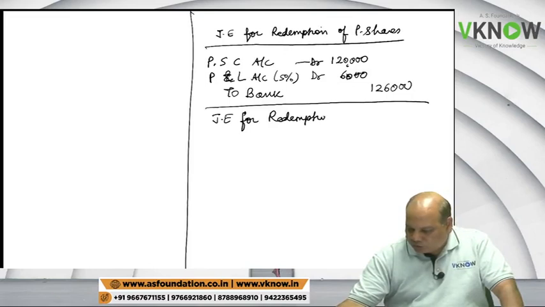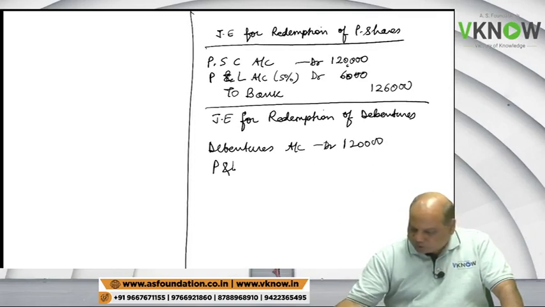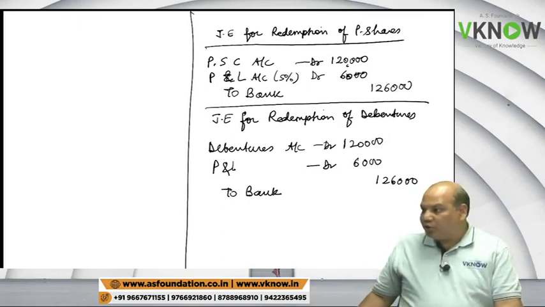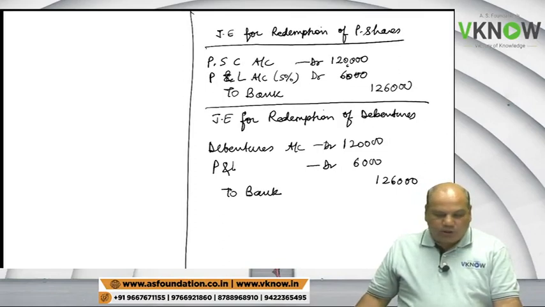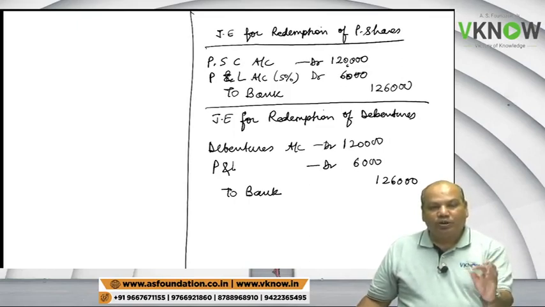So a good student will note this down somewhere, so that when he revises, he will not have any confusion. For debentures also, the amounts are same. Debenture account debit 1,20,000, premium we will assume is debited to P&L account, and to bank 1,26,000. Interested candidates can note it down fast, so that a day before the exam you will understand what this company had passed.